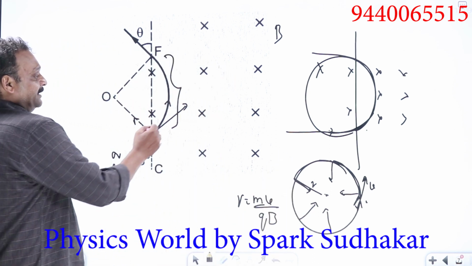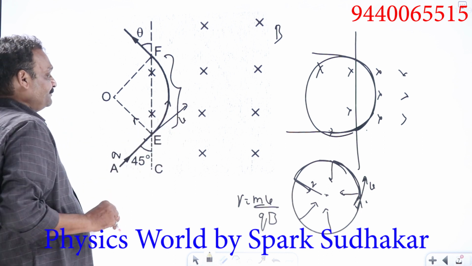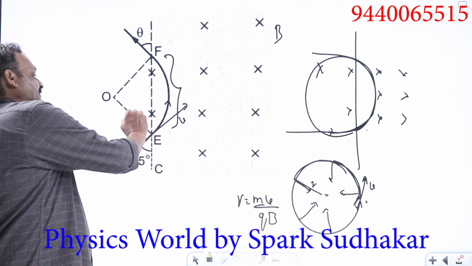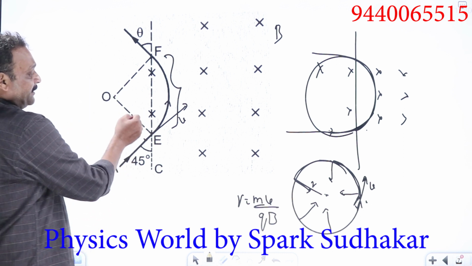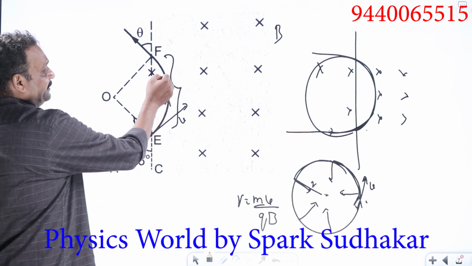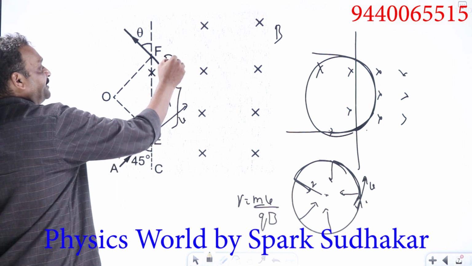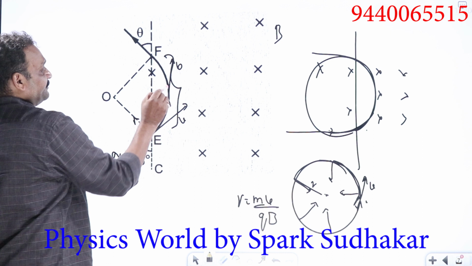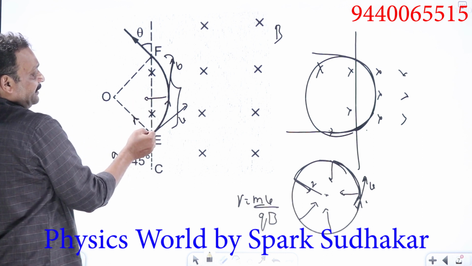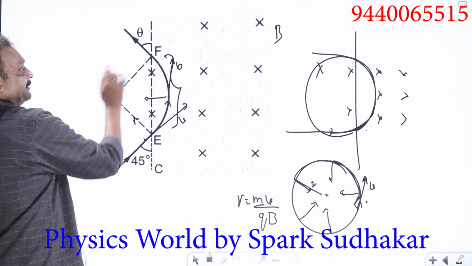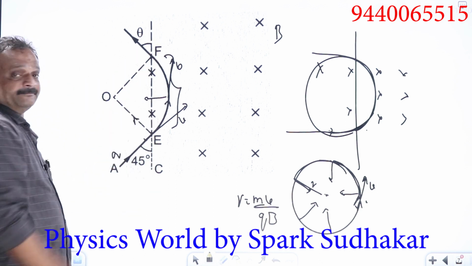Now here the velocity v is in this direction. The magnetic field is pointing into the board, so the force will be in this direction. Because of this perpendicular force only, the particle's path will be getting bent. At this point velocity will be tangential like this, and force will be this way. If you look at the direction of the force, you'll understand that the circular path center will be out of the magnetic field, because the magnetic field is ending here only.